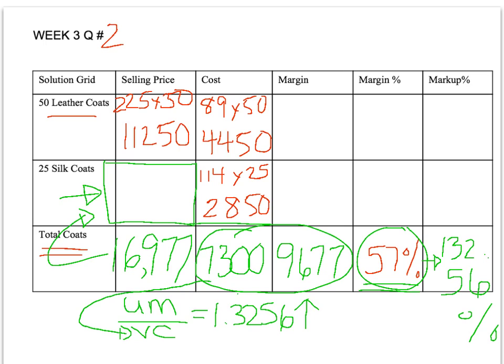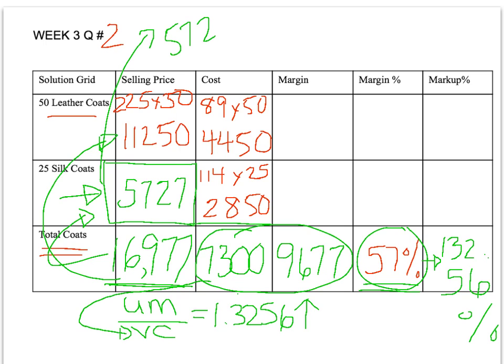Working our way up here, we have to take this $16,977 and subtract $11,250 to give us the total selling price of $5,727 for the silk coats. The question wants us to give it to us in units. So we know that the total revenue on the silk coats is $5,727, but there's 25 of them. So per unit, we're looking at about $229.08 each.